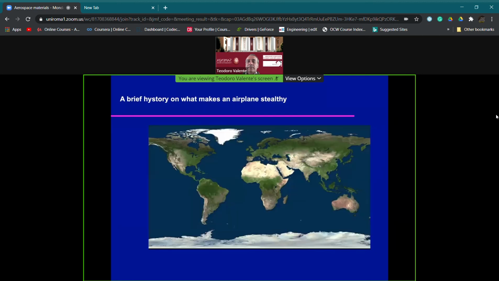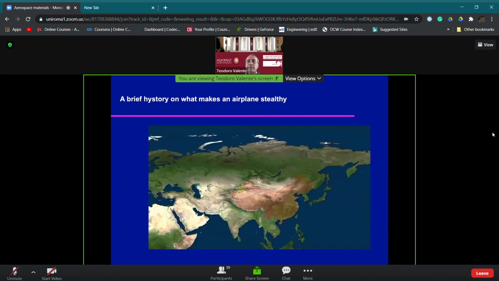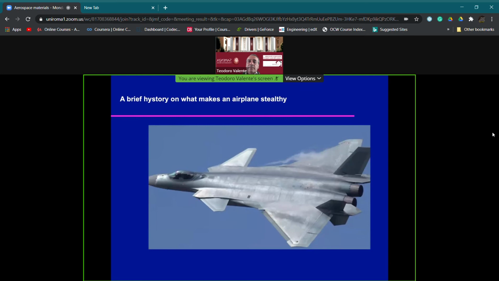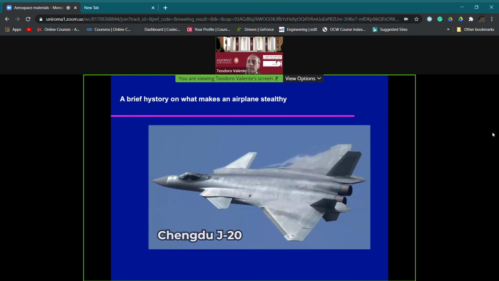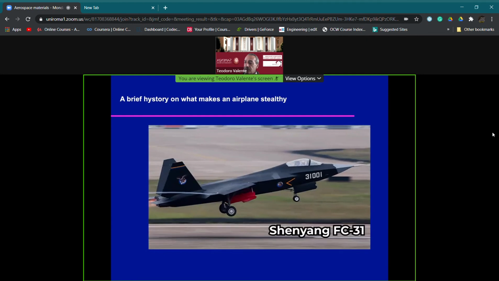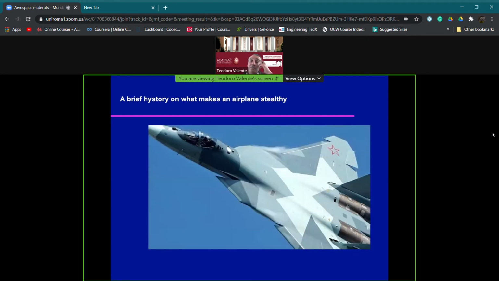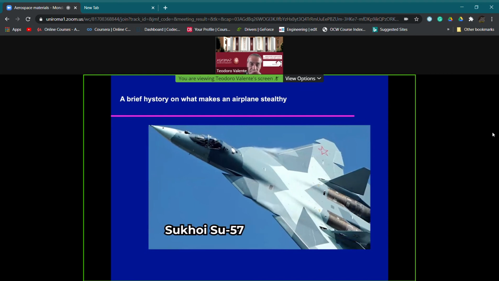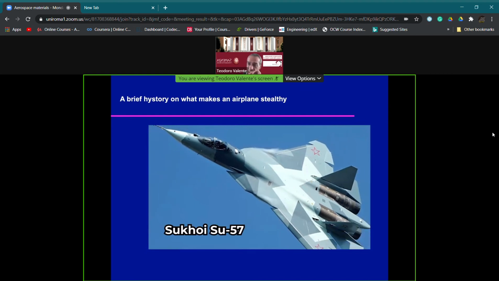Other countries are also jumping on the stealth bandwagon, such as China and Russia. In the last decade, China developed the Chengdu J-20 and is also currently working on the more advanced Shenyang FC-31. Russia also has introduced the Sukhoi Su-57, which is expected to be certified for operational use sometime later this year.